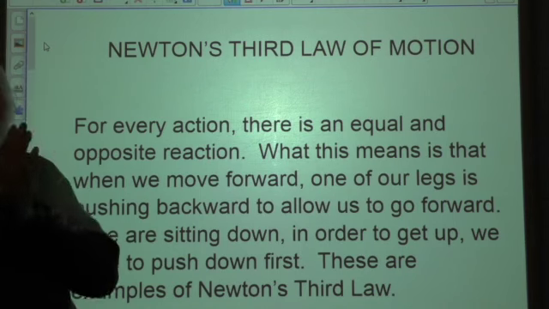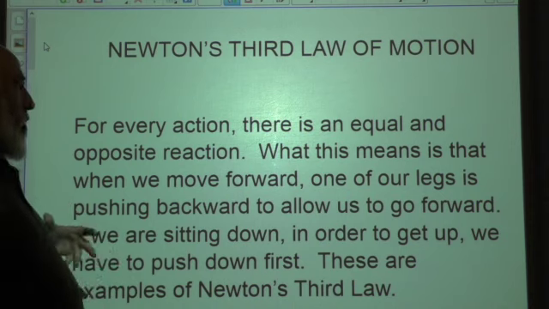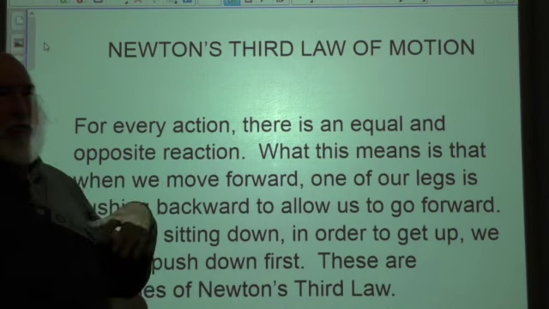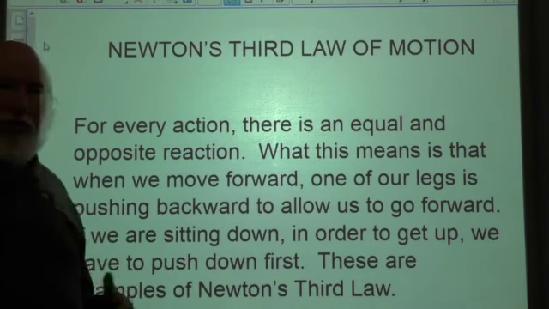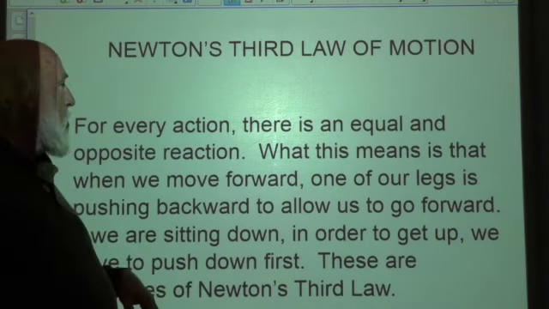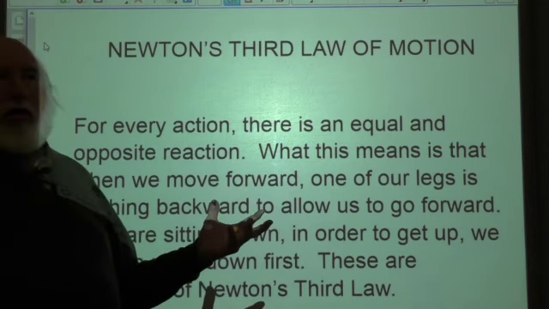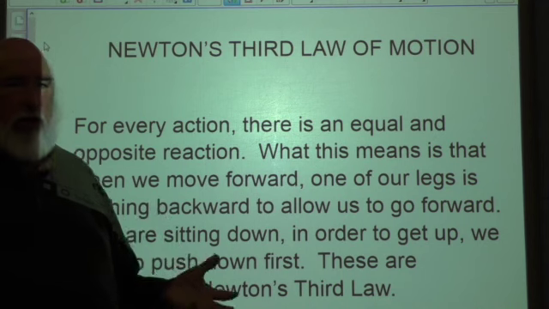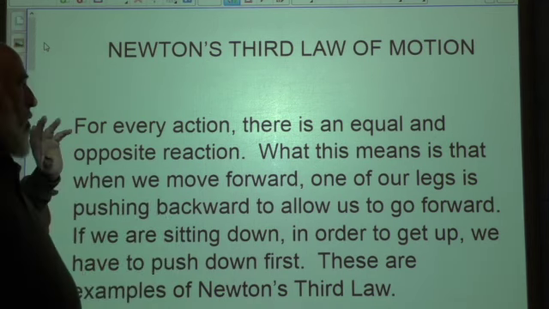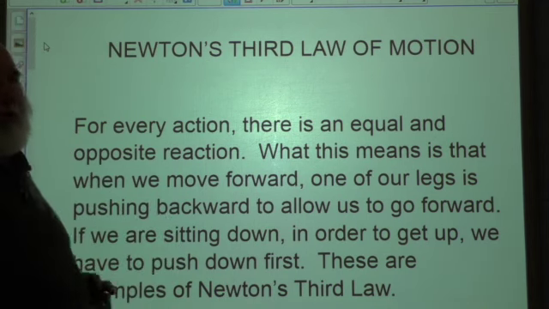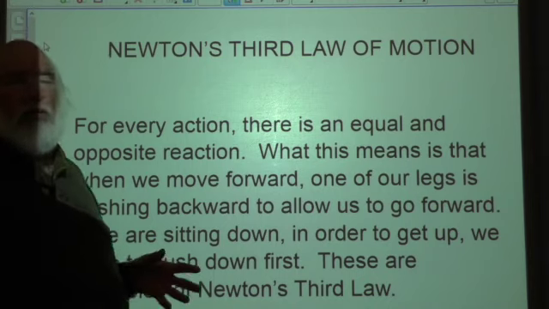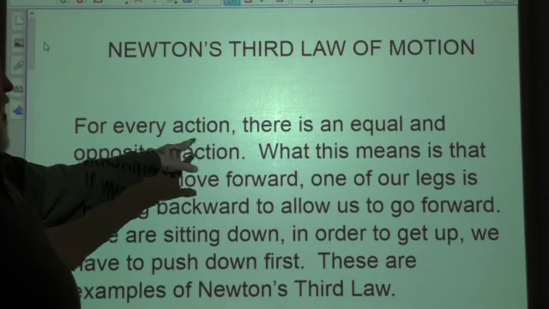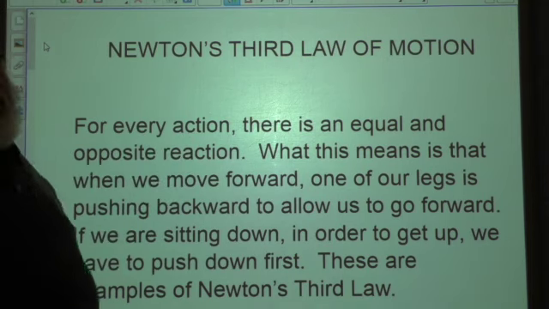All right, the third law of motion is what we're going to deal with here. The first two laws were, of course, the first one dealt with inertia. The second law stated that force is determined by taking the mass of an object times its acceleration. Newton's third law is probably the most famous of the three. Most people can recite that, and that is that for every action there's an equal and opposite reaction.